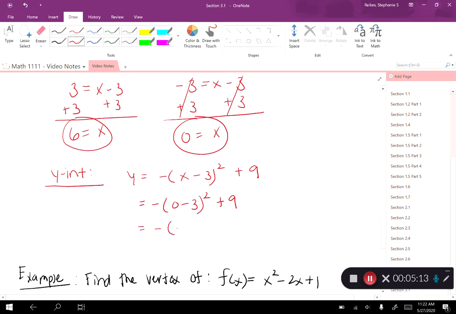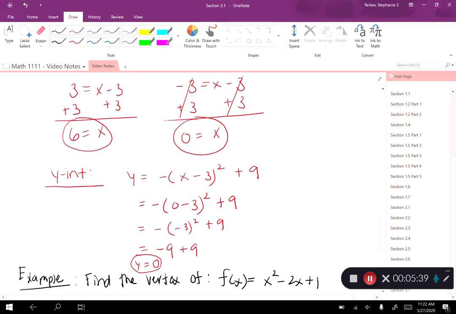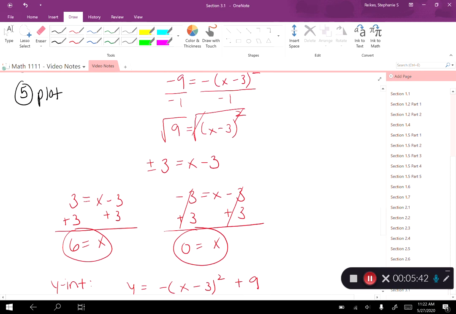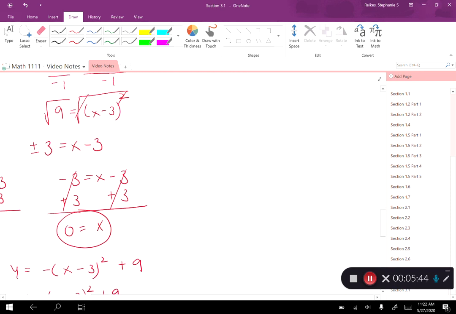And that's negative 3 squared plus 9. Negative 3 squared is positive 9, but because there's an outside negative, that negative will still be there. So negative 9 plus 9 is 0. Squish it in there. Perfect. So y-intercept 0.